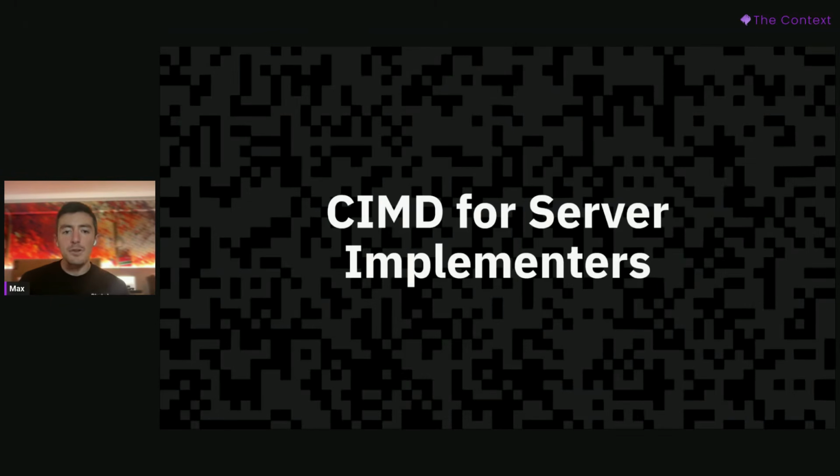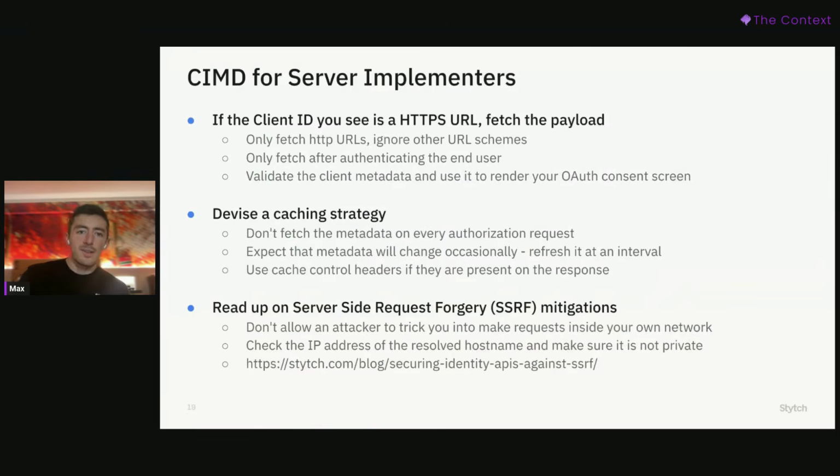So let's say you're an authorization server and you want to implement CIMD. What does that look like? When a client ID comes in on an OAuth flow, you're going to want to check if it's an HTTPS URL and fetch the payload. You want to be sure you're only fetching an HTTPS URL. If someone sends you another URL scheme like a file URL or an email, just ignore it.